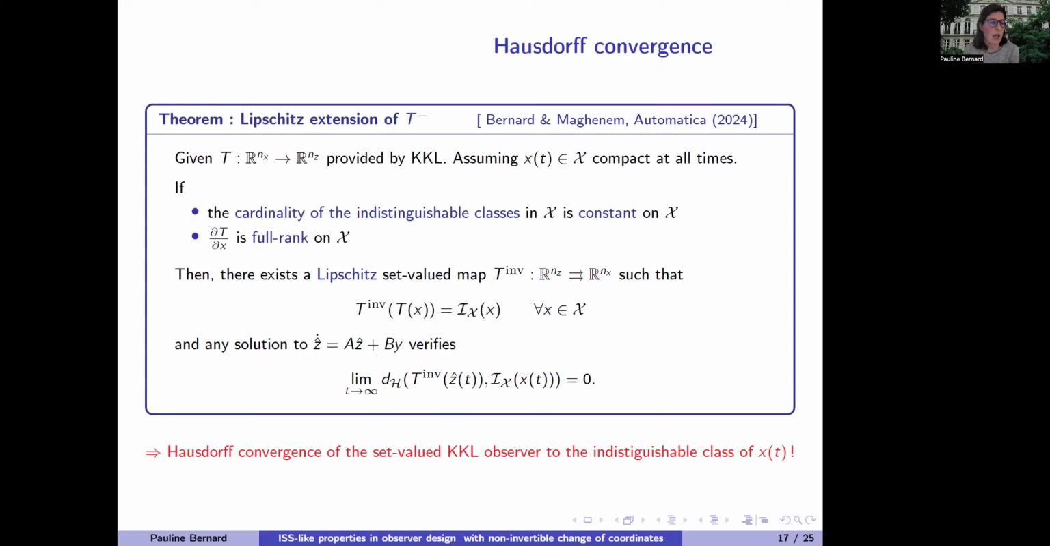So what we try to do with Mohammed Magnenem is to provide conditions under which you have this convergence. And those conditions we found out was the fact that you need to have a constant number of indistinguishable states. Remember in the example before, the number of indistinguishable states was always 2 unless x was 0 because you have minus x and x. Okay, so this needs to be constant, and the rank of T needs to be full rank, which allows you to have some nice behaviors. And under this condition, you can show that you can build an inversion of T that is Lipschitz, and that guarantees Hausdorff convergence.